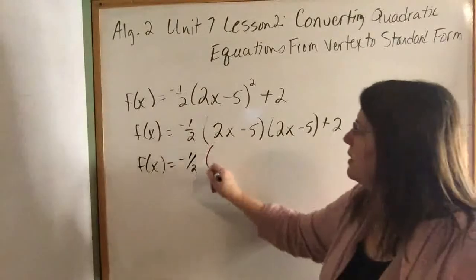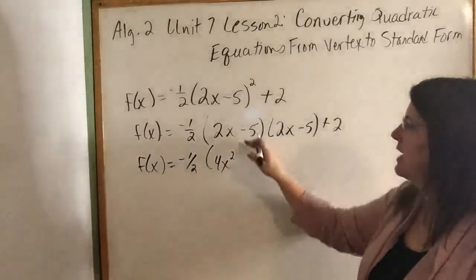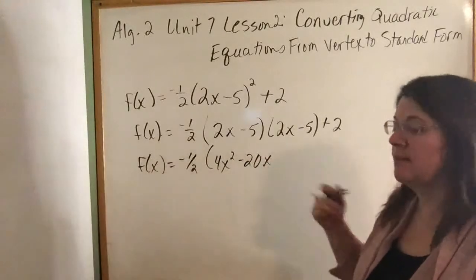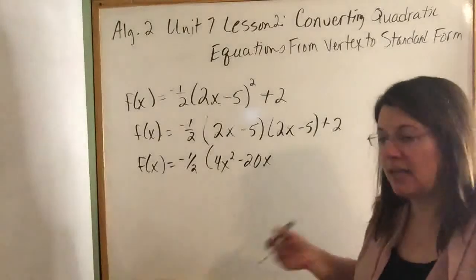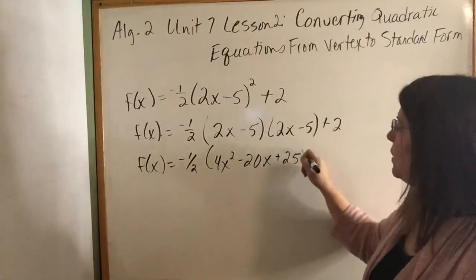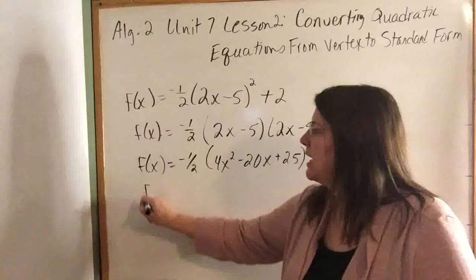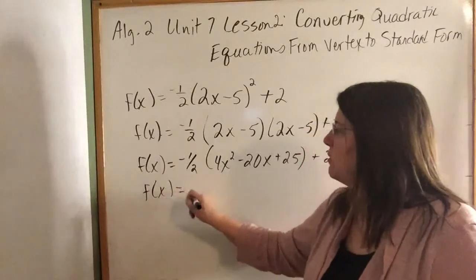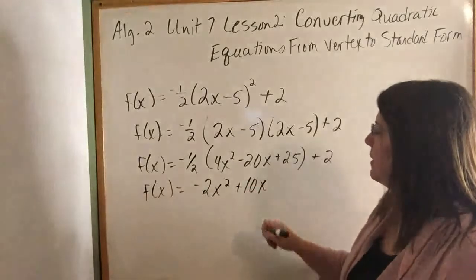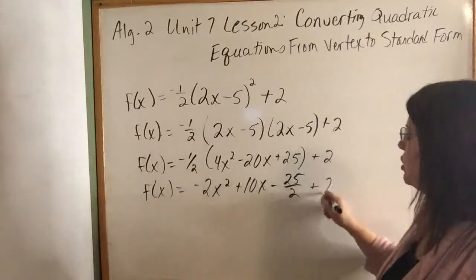2x times 2x is 4x squared. 2x times -5 is -10x. -5 times 2x is -10x. So we've got a -20x because -10x plus -10x is -20x. And then -5 times -5 is a +25. We still have the +2. Next, I'm going to distribute the -1/2. So f of x equals -2x squared plus 10x minus 25/2 plus 2.